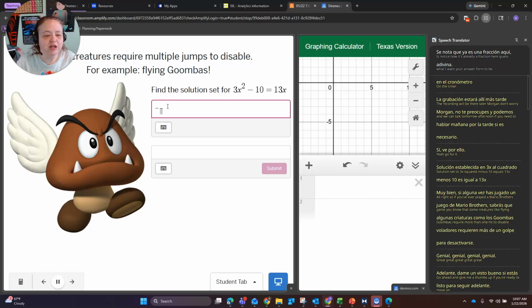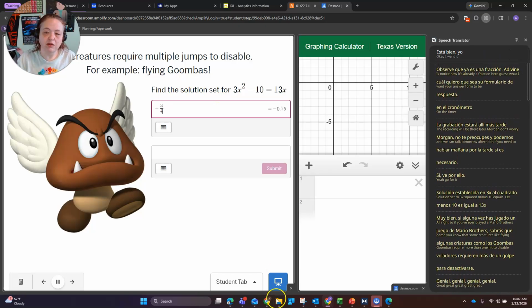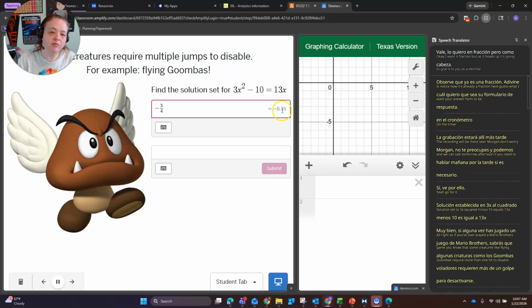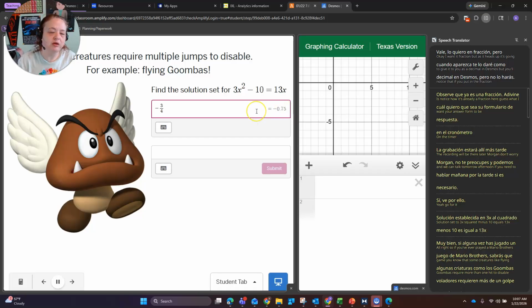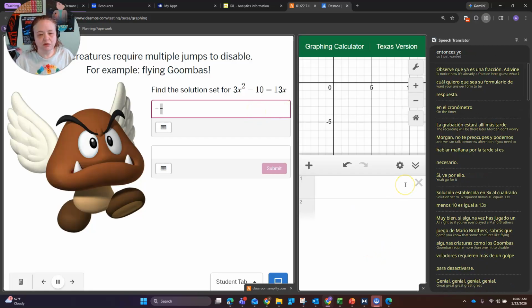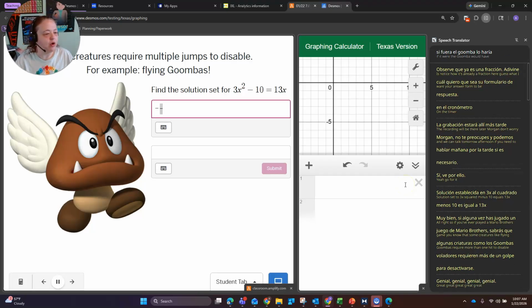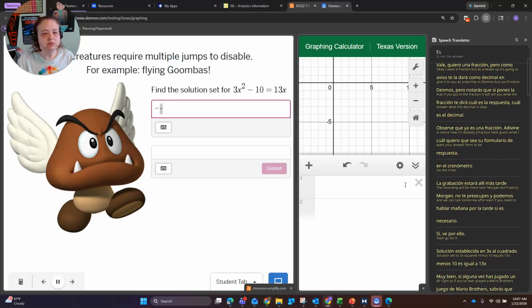Okay, I want it as a fraction, but as a heads up, Desmos is going to give it to you as a decimal. You'll notice that if you put in the fraction, it will tell you what the decimal is. I just wanted to show you that 3/4 is not the answer. If it were, the Goomba would have disappeared, I hope. I tested it. I might have messed it up.